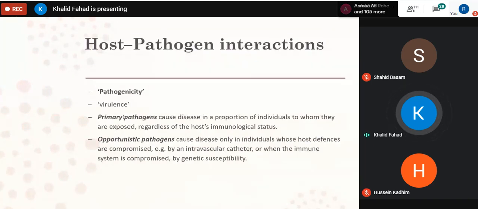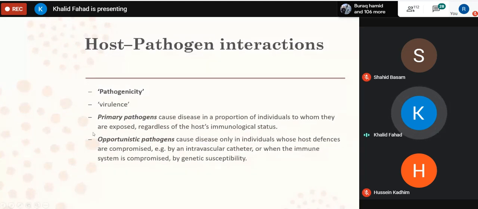And the pathogens have different disease manifestations according to what we call the virulence. Some organisms are very virulent, for example, Staphylococcus aureus, whereas other organisms are less virulent, for example, Staphylococcus lugdunensis.